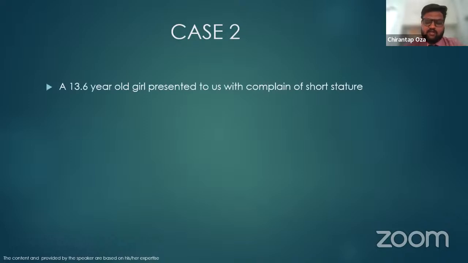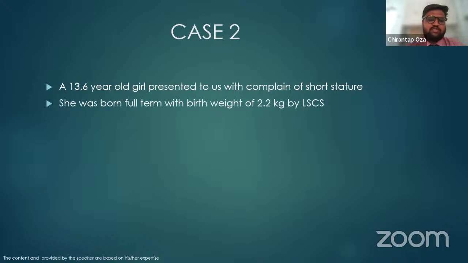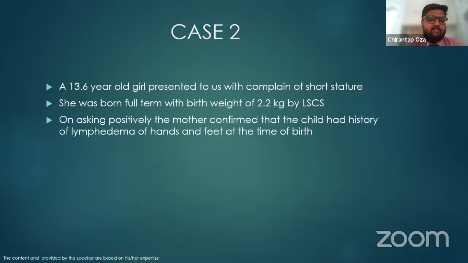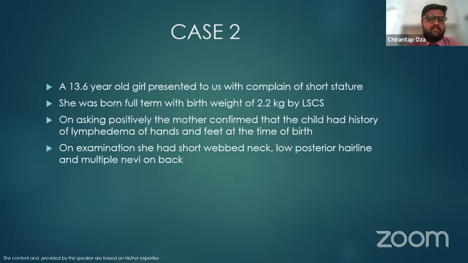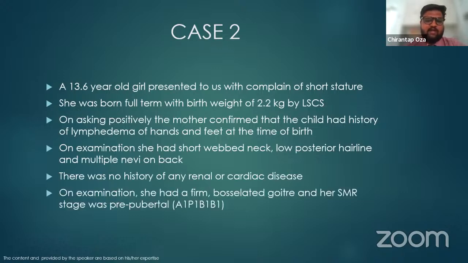Now, moving on to the next case, we have a 13-year, 6-month-old girl who presented to us with complaint of short stature. She was born full term with a birth weight of 2.2 kg by cesarean section. On asking positively, the mother confirmed that the child had history of lymphedema of hands and feet at the time of birth. On examination, she had short webbed neck, low posterior hairline, and multiple nevi on back. There was no history of any renal or cardiac disease.